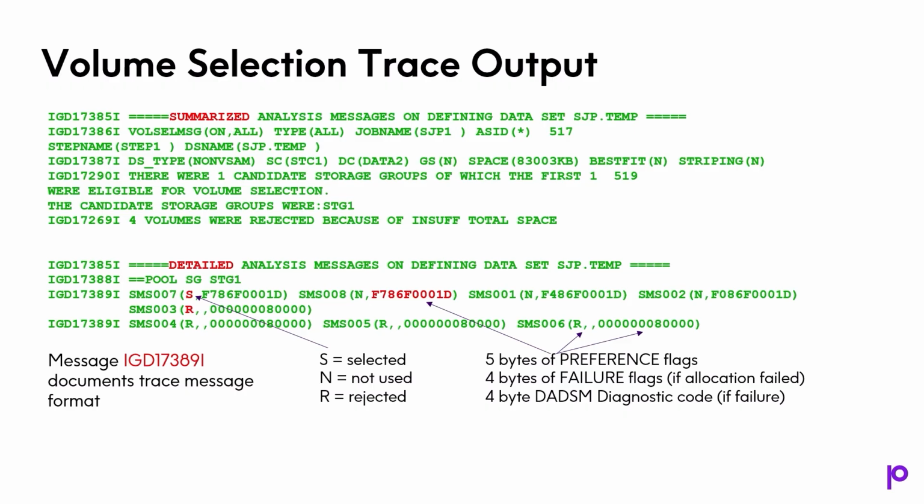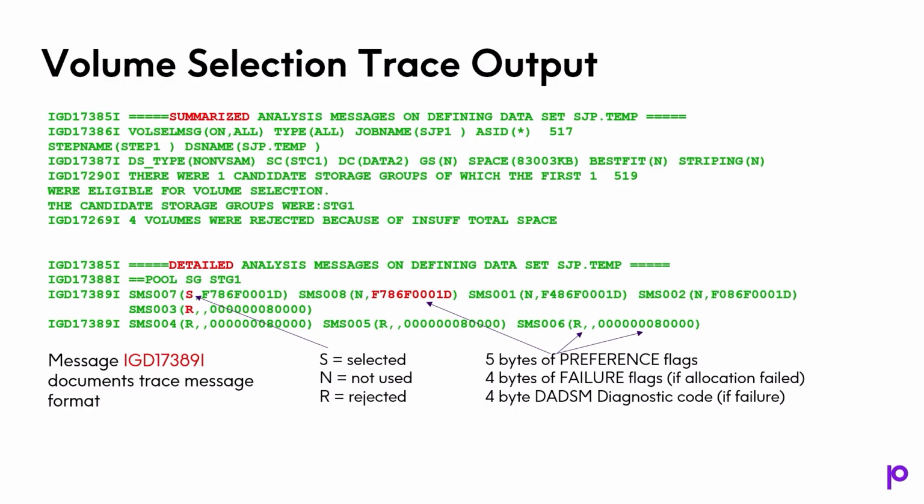And so there are two other subparameters following each volume. The first one is the selected or not selected. The second one is 5 bytes of preference flags. And these preference flags are the volume was under limit or over limit. It was capable of dual copy or not dual copy. All the flags are documented in the IBM manuals.